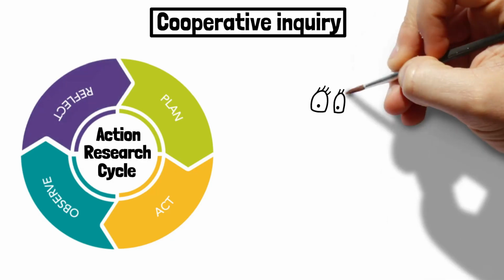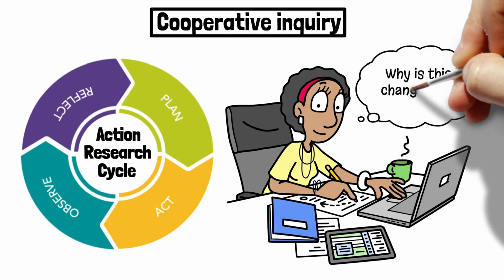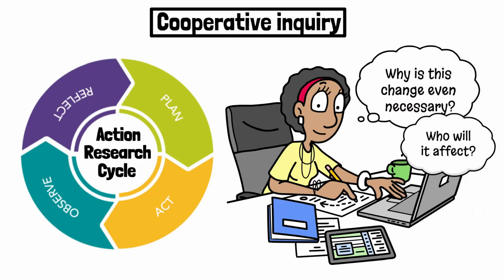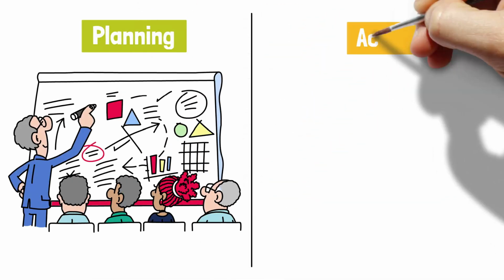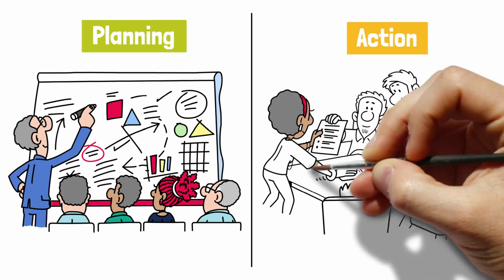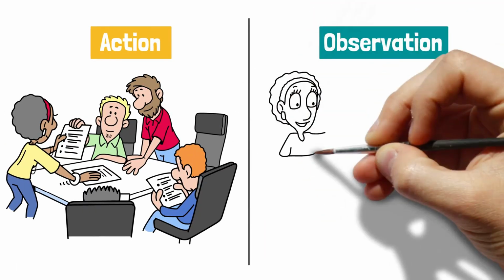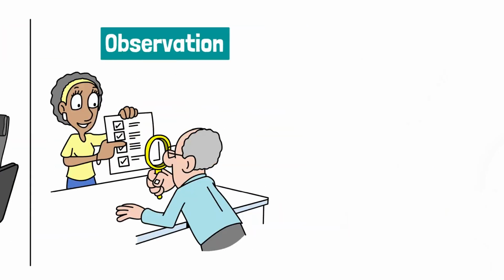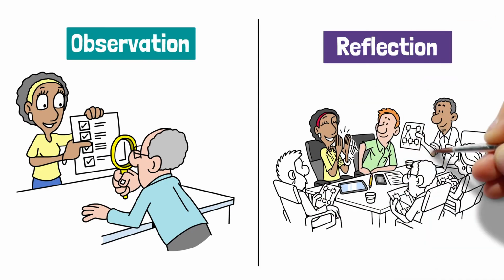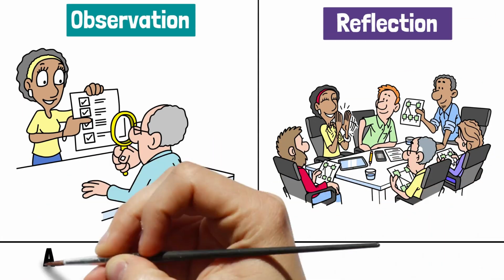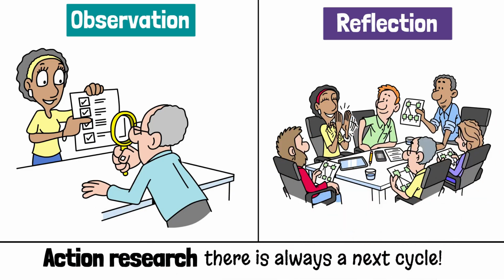It starts with the pre-step, where we set goals, understand context, and ask, why is this change even necessary? Who will it affect? Then comes planning, building a joint plan with those who will make or experience the change. Next, action, implementing interventions together, followed by observation. Taking time to notice what worked, what shifted, and what didn't. Finally, reflection, evaluating whether our actions matched our intentions and what that teaches us for the next cycle. Because in action research, there is always a next cycle. Learning never stops, it deepens.